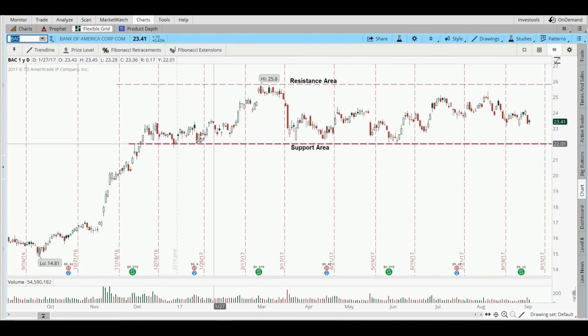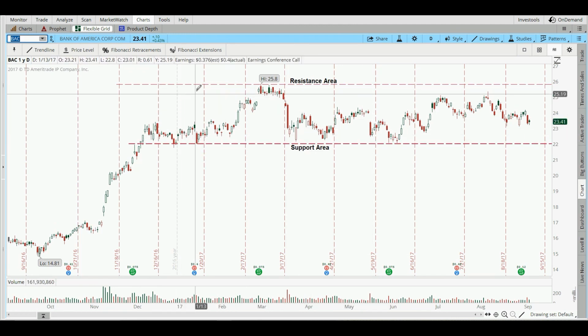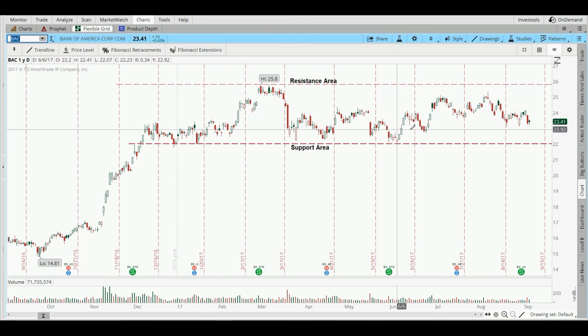You got your support down here. You got your resistance up here. And Bank of America is trading sideways. So this is a horizontal area of support. Let's take a look at another one.